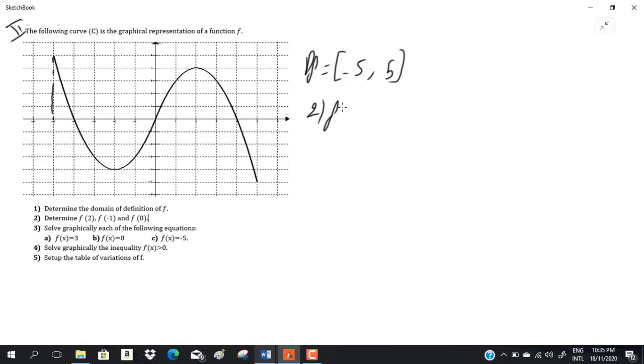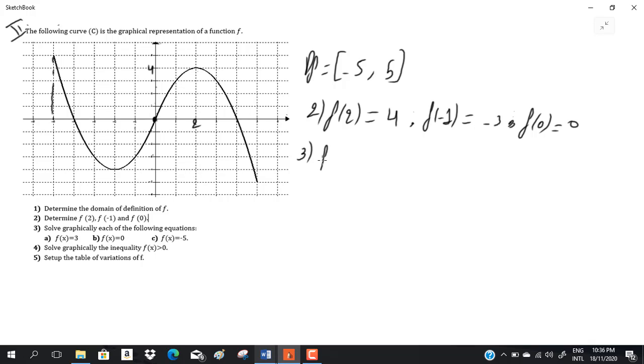Part 2. Determine f of 2. It means x equal to 2, I go to the curve, and find the ordinate. The numbers are very small, so I can't see. F of -1, it means x equal -1, and I need to find the ordinate. I go to the curve, and it's -3. F of 0, because 0 is on the curve, f of 0 equals 0. The ordinate of 0 is 0.